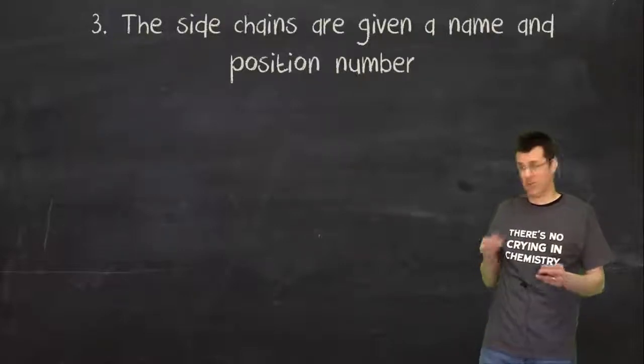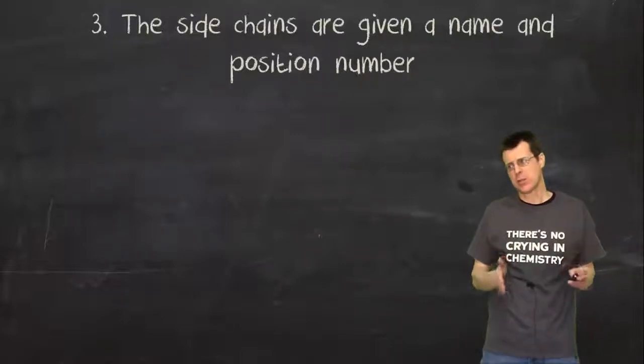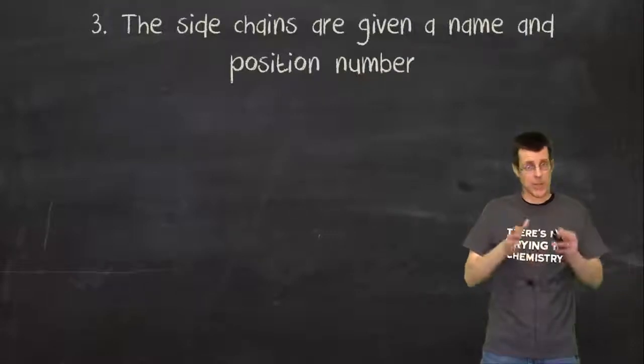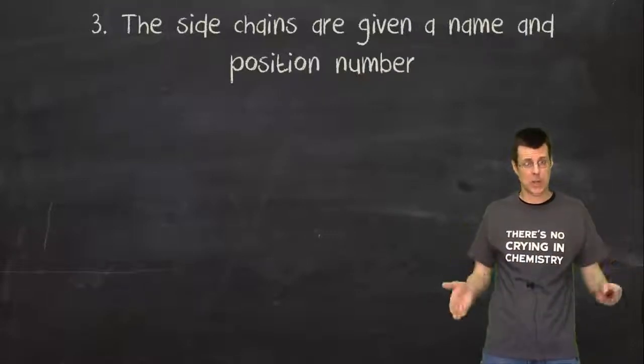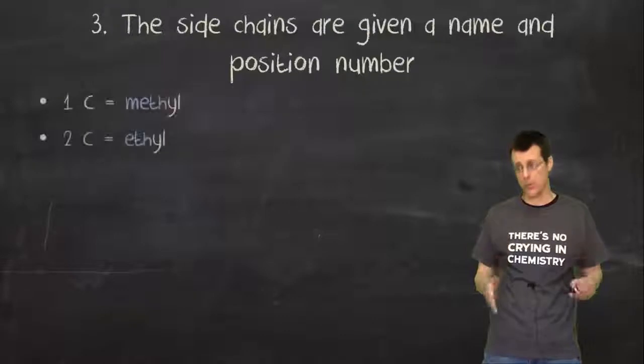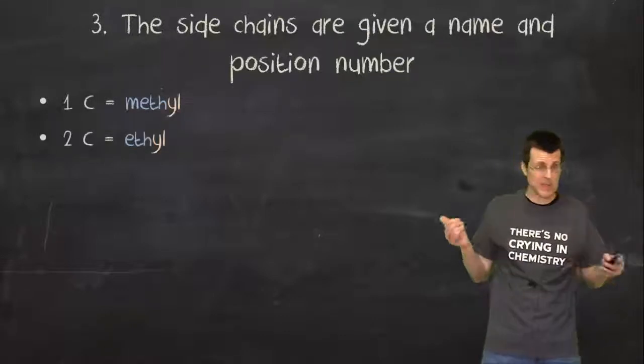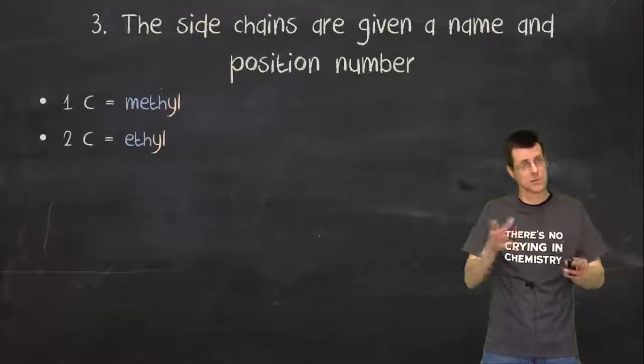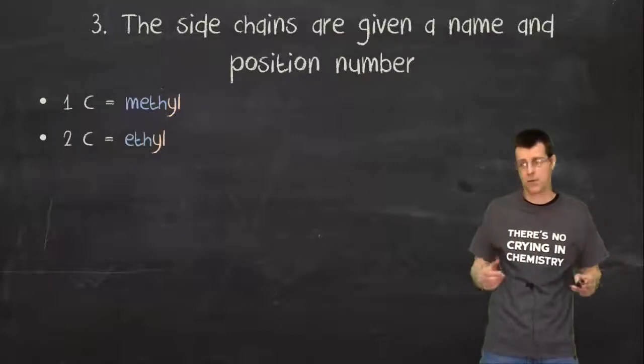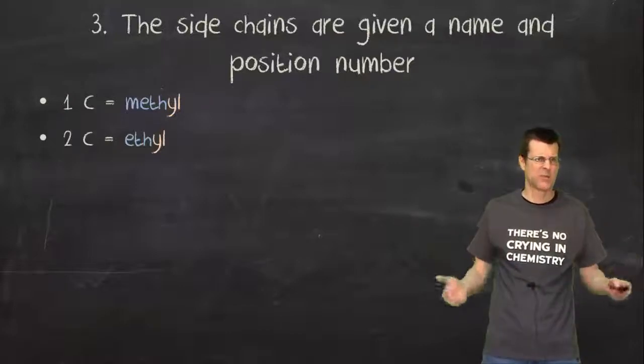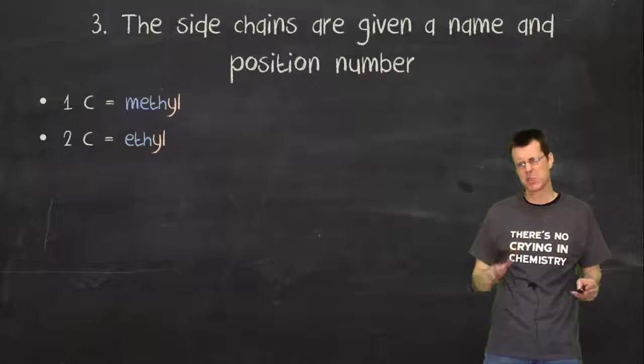Next step, so we're up to 3. The side chains are going to get a position number and a name. So we need to know what kind of group it is, and we need to know where it is. So, like before, if it's 1 carbon, meth, 2 carbon, eth, and so on. Yes, you can have 4 and 5 and 6 and so on, but they're pretty unusual.